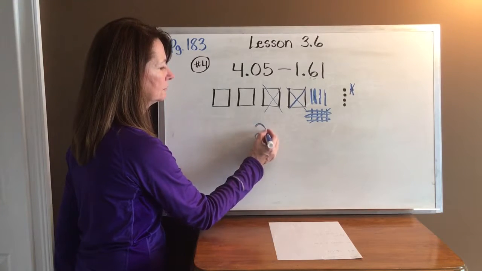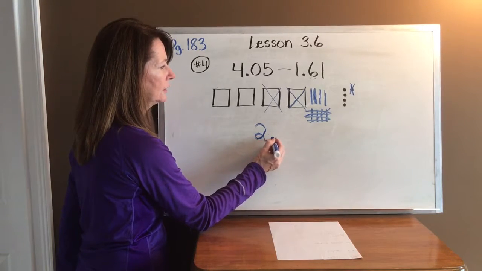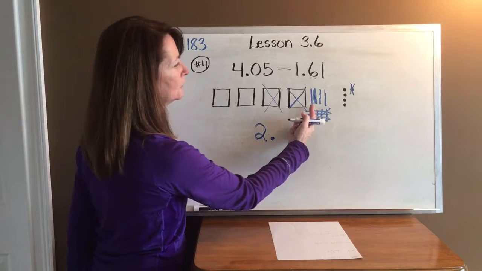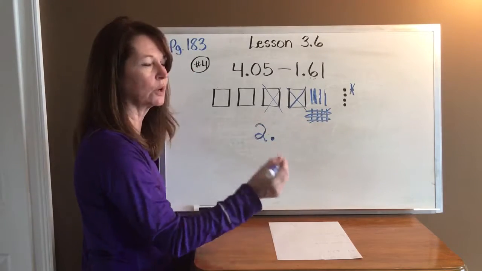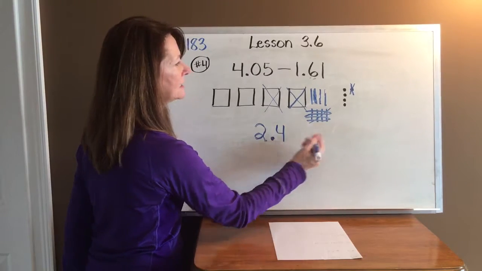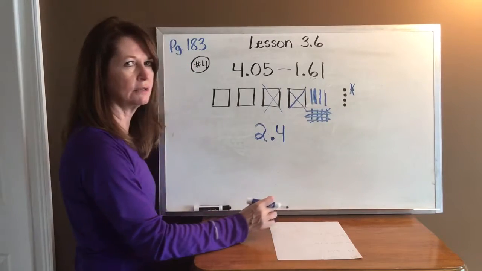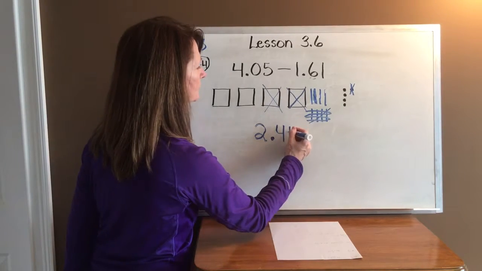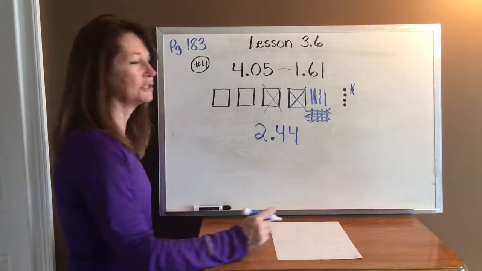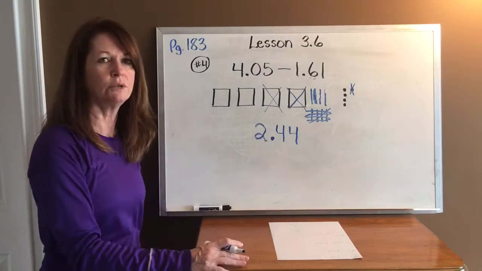Okay, so I see 2 wholes. And how many tenths? 1, 2, 3, 4. Just those 4. And how many hundredths do you see? 4. So our answer is 2 and 44 hundredths.